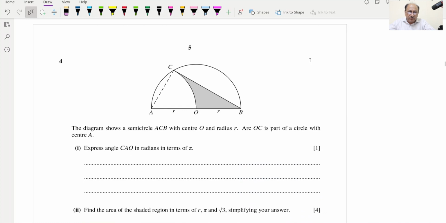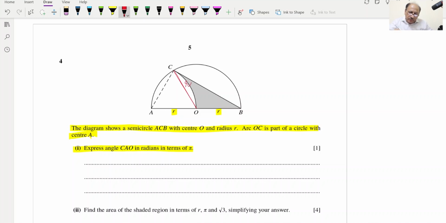Now we can move to question number 4, and question number 4 says the diagram shows a semicircle ACB with center O and radius R. Arc OC is part of the circle with center A. Express angle CAO in radians in terms of pi. So what we can do, we know this is R, this is the radius, and this is also a radius. So if we draw a line from O to C, this will also be a radius, O to C will be like this.